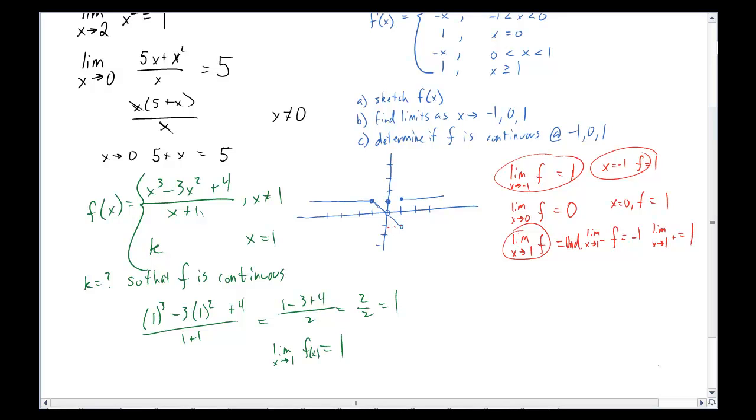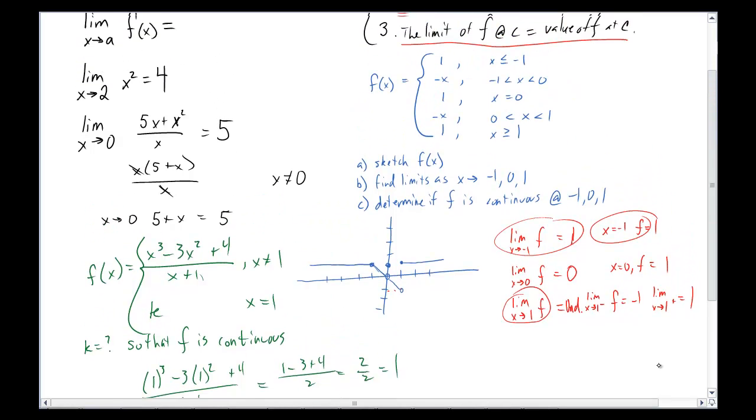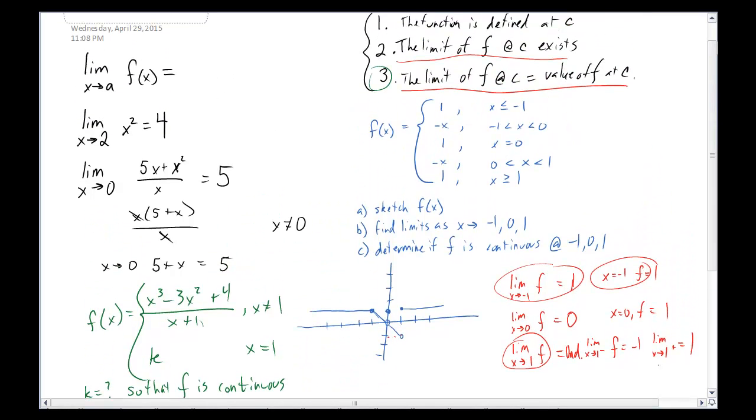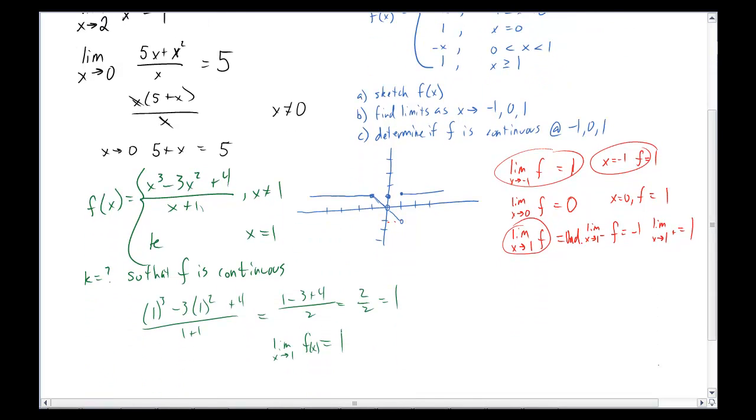Now because it's equal to 1, that's what I want k to be equal to. If k is equal to 1 at that point, that will then follow rule 3, where the limit of f at c is equal to the value of f at c. And so that would then make this a continuous function.